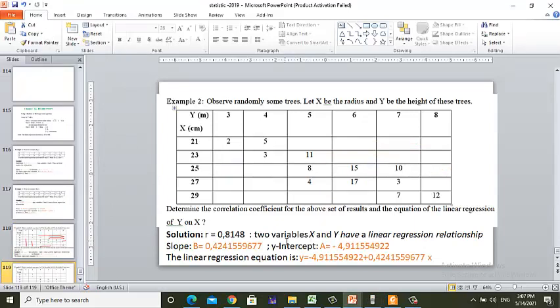So this is the answer for example 2. You can use your calculator to check your answer. So I have finished helping you use your calculator to do example 1 and example 2.